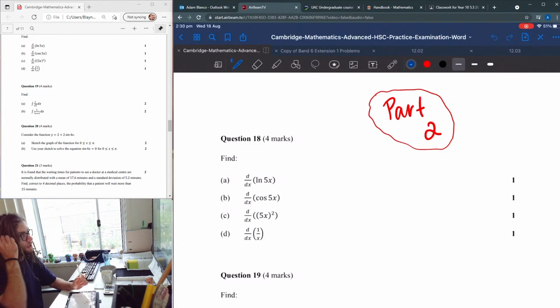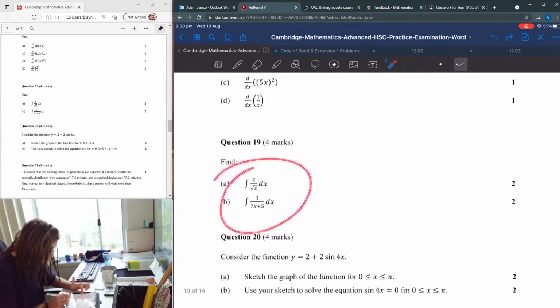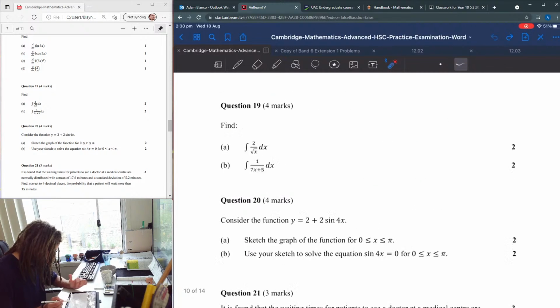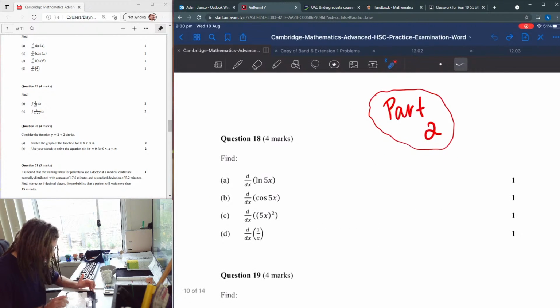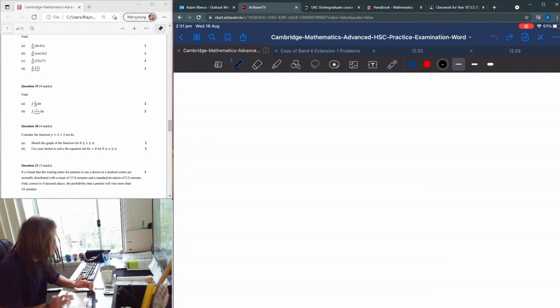Mic check. Right, I like this page. Seems like we're going to differentiate, integrate, draw, and standard deviate. I feel like this is a very achievable page. Speaking of pages, let's add one. What are we up to? 18.